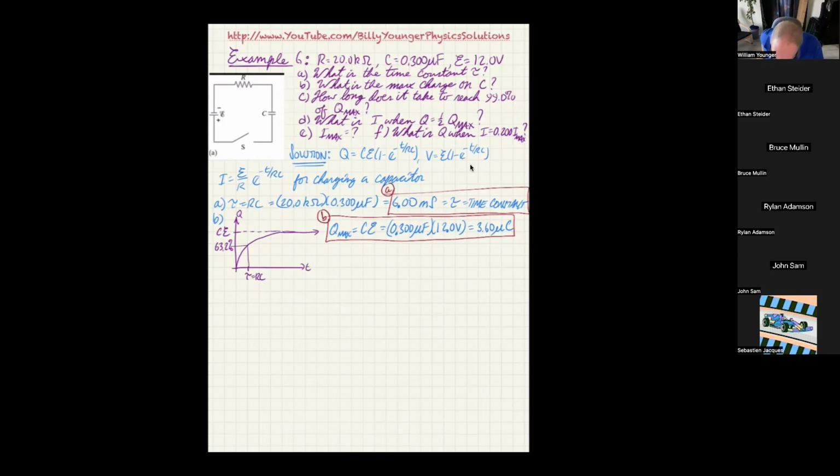For part C, they say, how long does it take to reach 99%? So what does that mean? Well, let me show you what we're going to do. We're going to take that equation Q and we're going to set that to 0.990, meaning I'm using three sig figs, times CE is equal to CE times 1 minus e to the negative t over RC. And that's the big part here: by doing that, you can see that the CEs cancel out. And then you get e to the negative t over RC is equal to 0.0100. Because when I pull the 0.99 to the right, it becomes 1 minus 0.99, which is 0.01. And then I need three sig figs, so it's 0.0100.